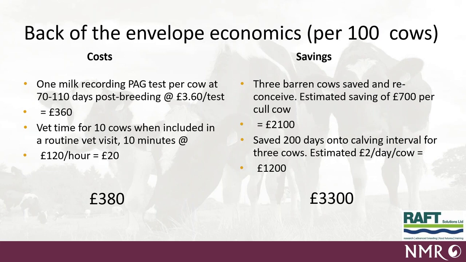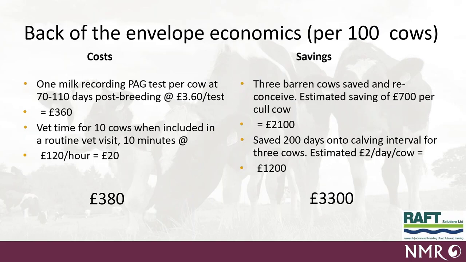So how much does it cost to get the testing done? And if we look at the savings on the back of that, those 3 barren cows that were saved re-entered into the breeding herd. Well, there's an estimate there, it's probably conservative, £700 per cow. The cost of a replacement is often quoted much higher than that.